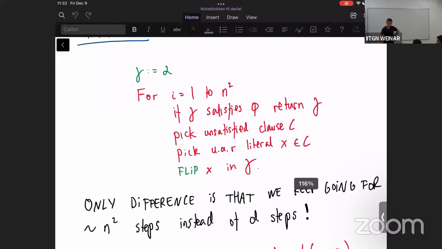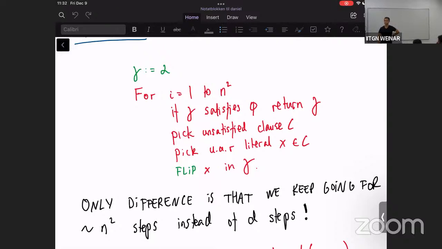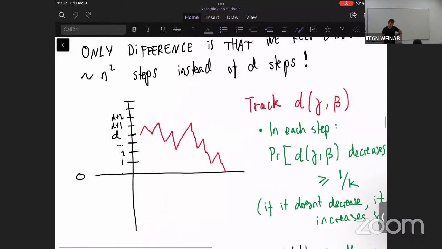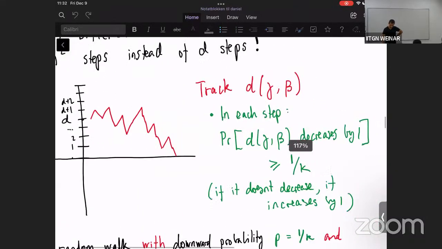So now let's try to analyze this algorithm. In order to analyze it, we're going to go to the analysis of random walks with drift. I need to do a little bit of tutorial on random walks. What we're going to do is fix some unknown satisfying assignment, let's say beta, and track the Hamming distance from gamma to beta.